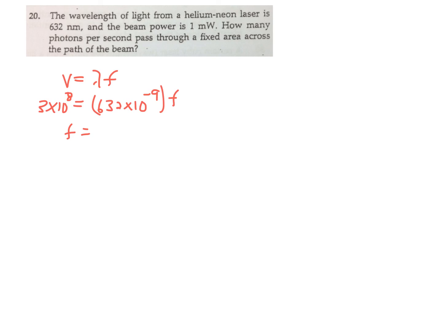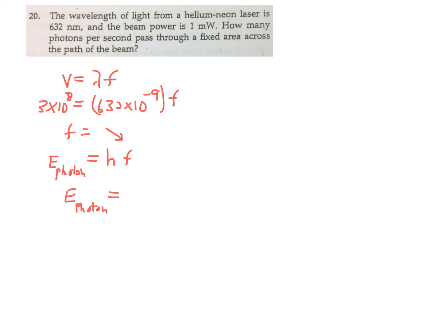Then you'll calculate the energy of these individual photons by E equals hf. You know h, Planck's constant. f you plug in from the previous part, and you'll have the energy of that photon. I'll just call it E sub photon.